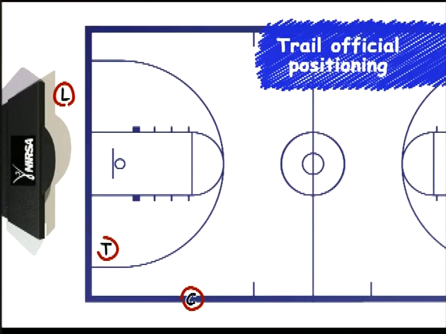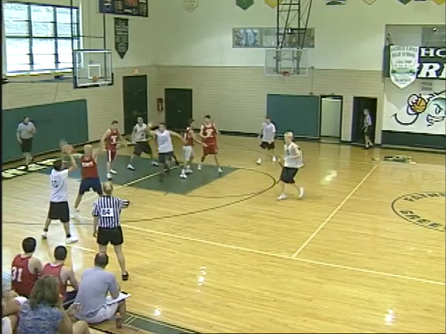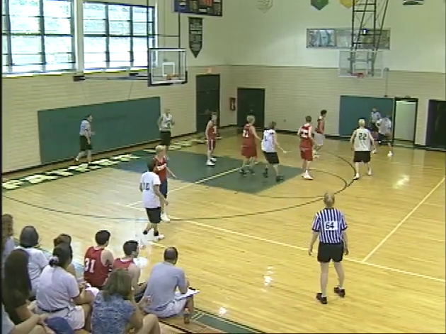Meanwhile, the trail official should assume an initial position near the 28-foot line on the same side of the court as the lead official. The trail is encouraged to move in a shallow arc from center court down to the top of the three-point line to get better angles on plays, but needs to remember to have the player with the ball between themselves and their partners.